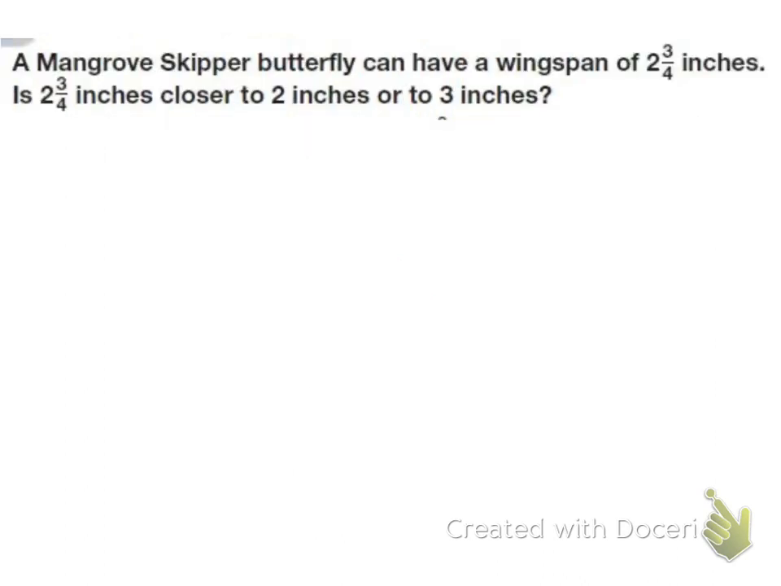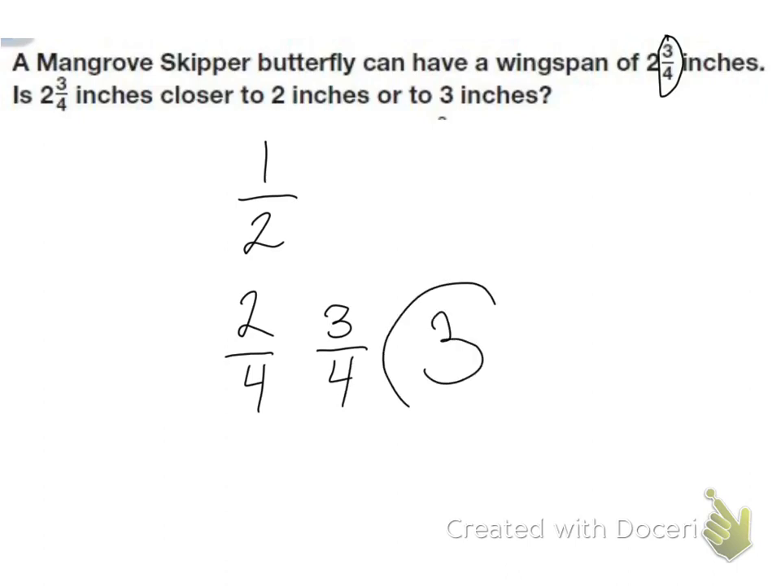Okay, on this last problem it says a mangrove skipper butterfly can have a wingspan of 2 3/4 inches. Is 2 3/4 inches closer to 2 inches or 3 inches? So I know that 1/2 is exactly the middle, and 1/2 is the same as 2/4. Okay, since I have 2 3/4, I know that 3/4 comes after 2/4. So it's going to be closer to 3 inches instead of closer to 2.